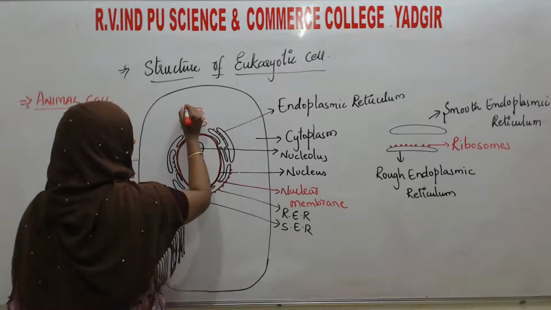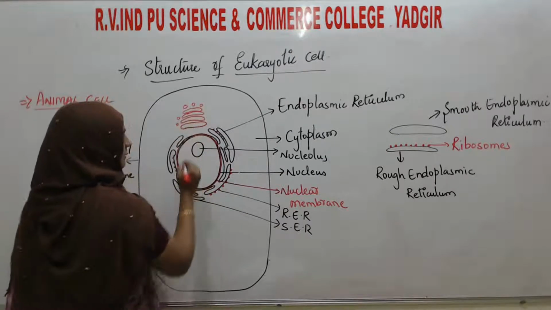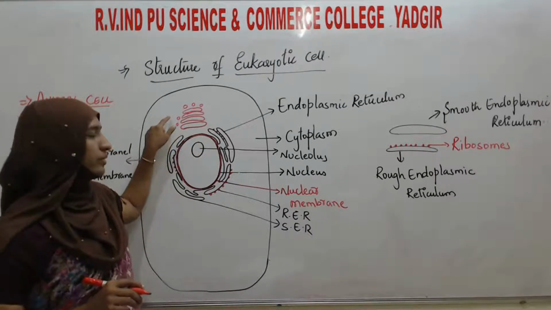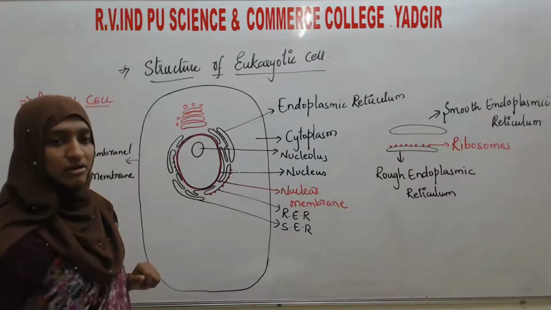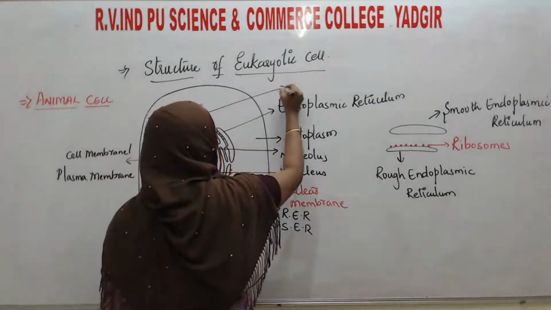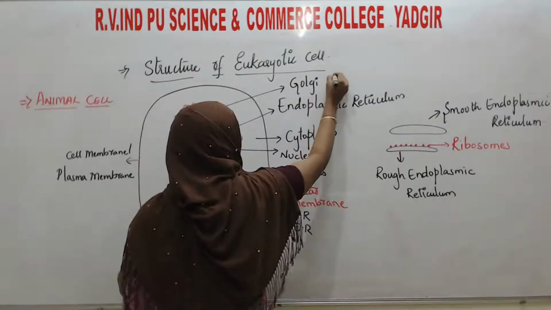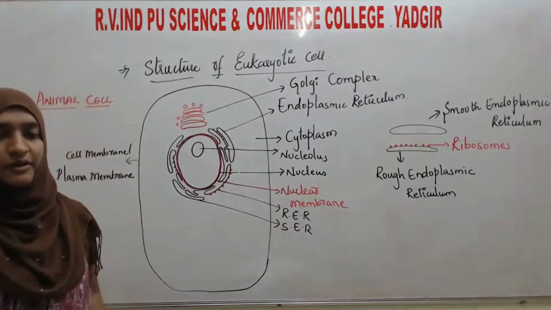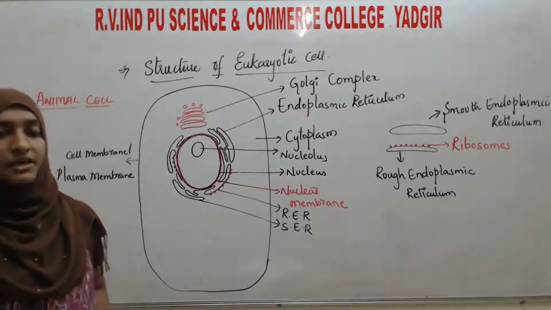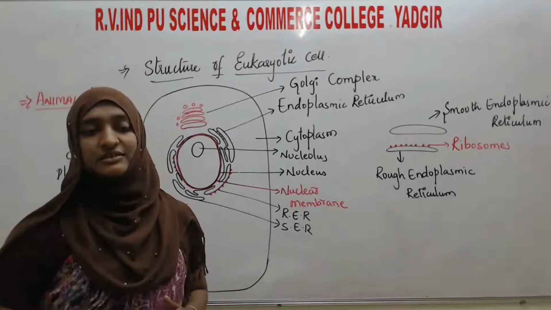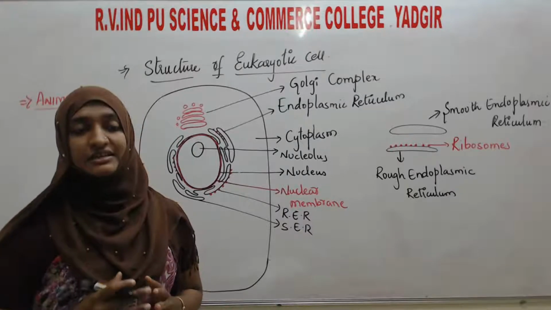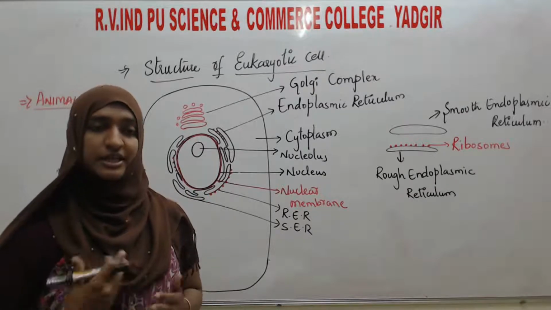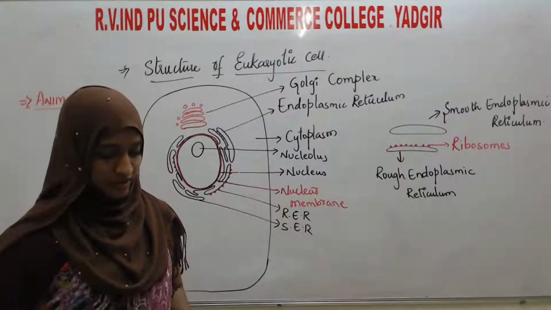This is one more cell organelle, and here they are present first of all in the tubular form, and one more in the vesicular form. So what is that cell organelle known as? This cell organelle is known as the Golgi complex, or the Golgi apparatus, which was named by the scientist who discovered it, that is Camillo Golgi. That's why it is named after him, the Golgi complex or Golgi apparatus.